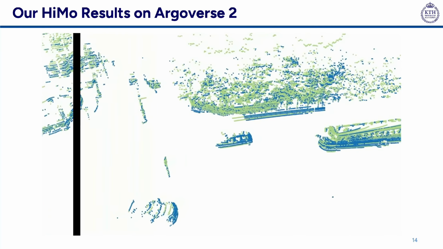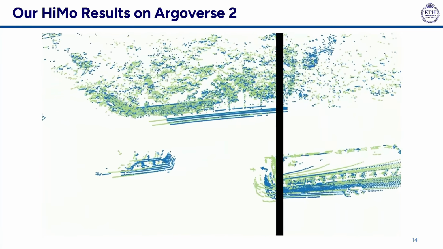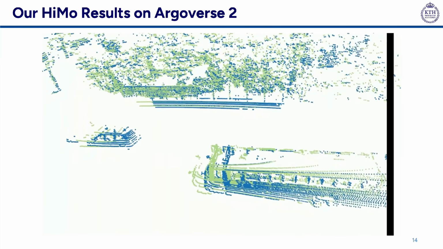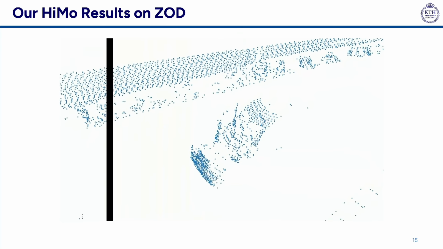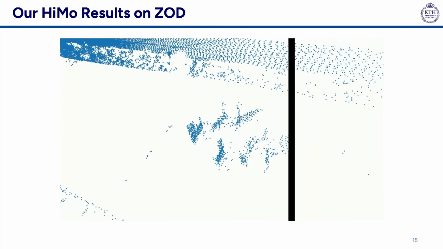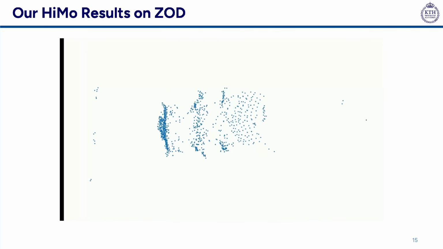Next, we present the result from the Olov 2 dataset, clearly demonstrating the effectiveness of our HiMo pipeline. Finally, here is the HiMo result that undistorts the data about the half-cut vehicle shown earlier in the Zhang open dataset.